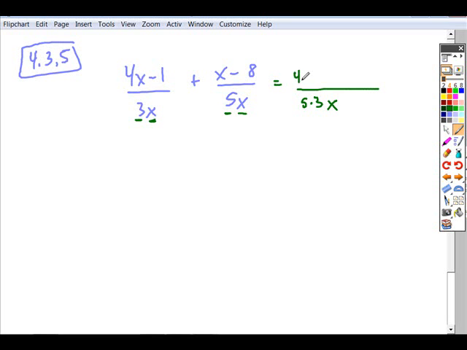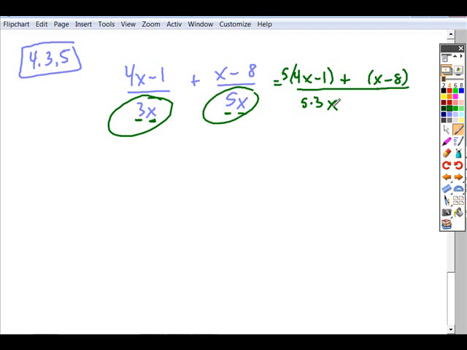Because now when I take the numerator of my first fraction, I need to multiply this by any LCD factor missing from this denominator. Well, it has the 3 and the x, so what factor is it missing? The 5. Plus our next fraction's numerator, x minus 8, times any LCD factor missing from its denominator. It has the 5 and the x, it's missing the 3. So if you do it this way, it might be easier to see it, and then you just distribute.